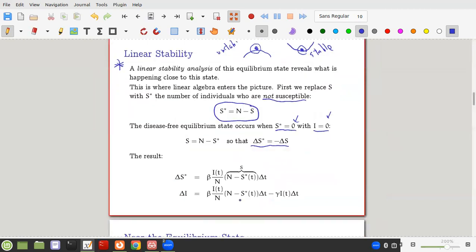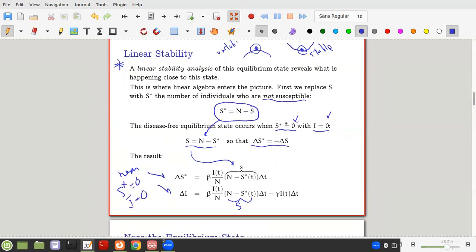So what's going to happen is these equations are repeated, but where I put in S in the form of N minus S star. I'm just making a change of variable where I trade in my S for S star. So this equation is equivalent to this one, just adding S and subtracting S star. So I can plug in to get rid of S from these equations. This is the original equation. We're going to look at these things near S star equals 0, I equals 0.